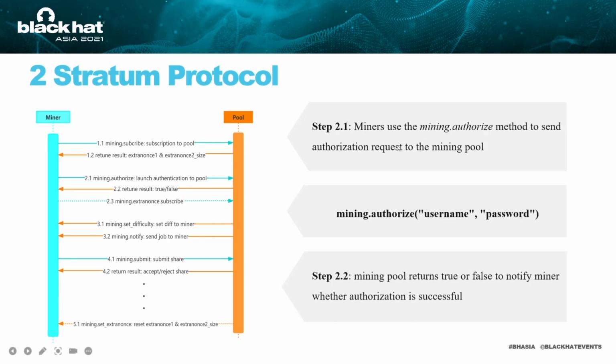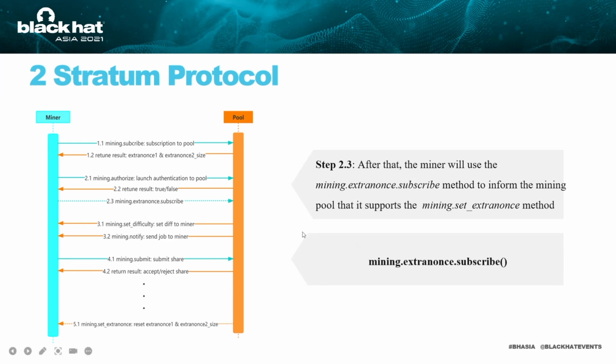After that, miners use the mining.authorize method to send an authorization request to the mining pool. This method needs two parameters. They are the username and password of the miner. And then the mining pool returns true or false to notify the miner whether authorization is successful. After that, the miner will use the mining.extranonce.subscribe method to inform the mining pool that it supports the mining.set_extranonce method.